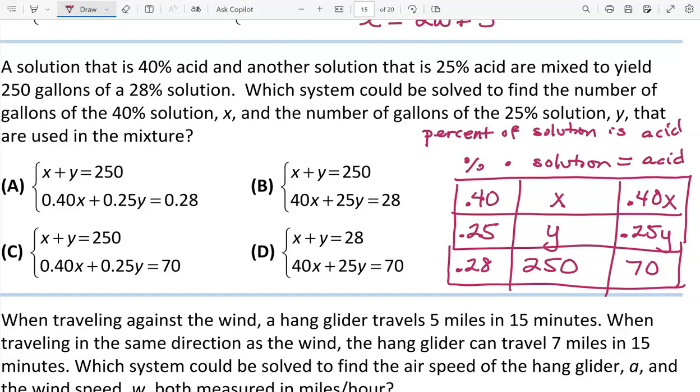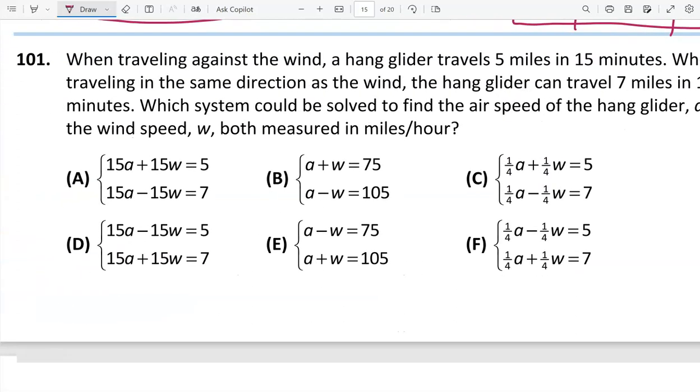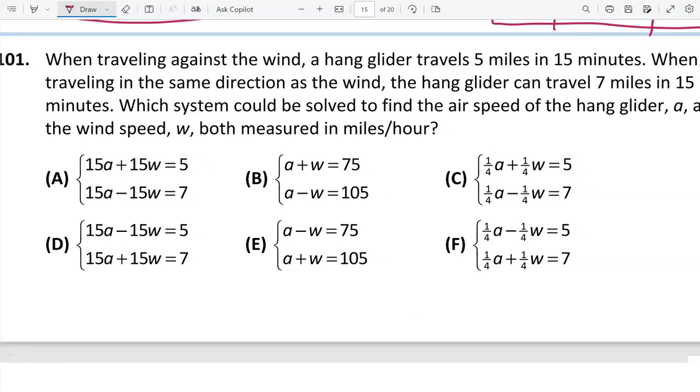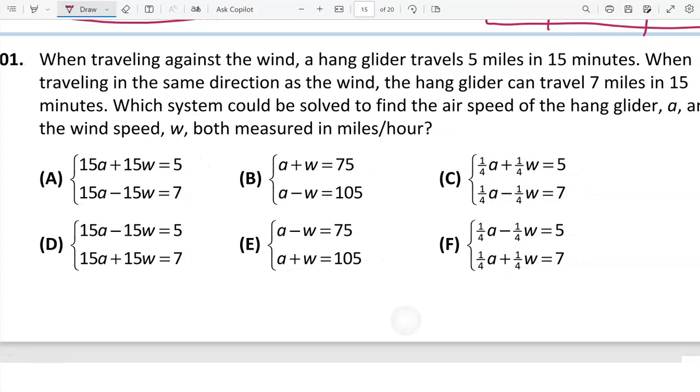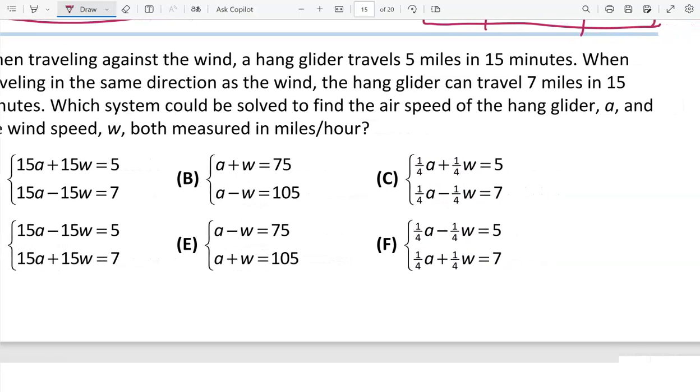And so now we have our equations totaling the amount of solution. X plus y is equal to 250, and 0.40x plus 0.25y is equal to 70. And so that would be choice C. For 101, when traveling against the wind, a hang glider travels 5 miles in 15 minutes. When traveling the same direction as the wind, the hang glider can travel 7 miles in 15 minutes. Which system can be used to find the airspeed and the wind speed?